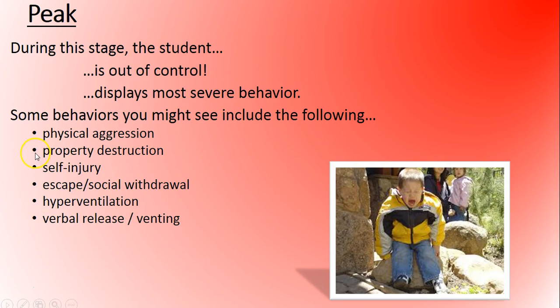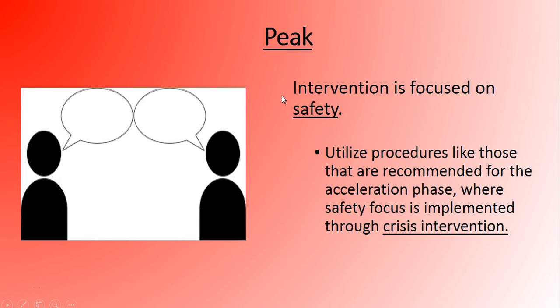Some of the behaviors you might see from someone in the peak stage include physical aggression, property destruction, self-injury, escape or social withdrawal, hyperventilation, verbal release or venting, along with many other behaviors that aren't listed here. Because of the nature and the severity of the behavior demonstrated in the peak stage, intervention is focused on safety. Therefore, crisis prevention procedures are an effective way to deal with the behaviors found in the peak stage.